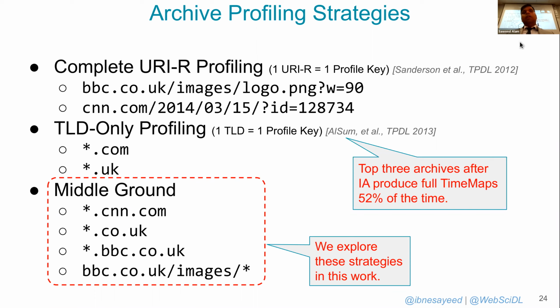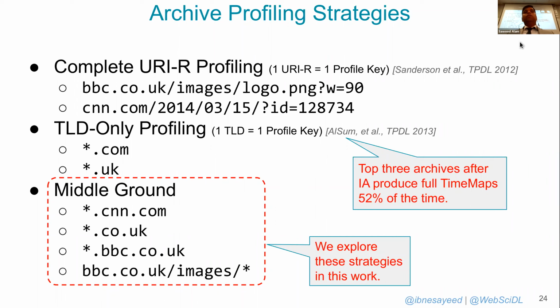AlSum et al. took another approach. They said, rather than profiling the complete URI, what if we only note down that archive A has .com and .co, archive B has .uk and .pt, and so on. So then we can route there. And this simple approach showed really promising results initially. But it had a lot of false positives.